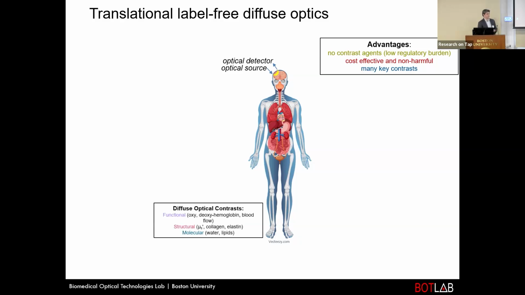So for example, we can measure the chromophore concentrations of oxy- and deoxyhemoglobin. We can measure blood flow, and that tells us about tissue function. We can measure scattering and collagen and elastin. That tells us about tissue structure. We also have other molecular contrasts like water and lipid.